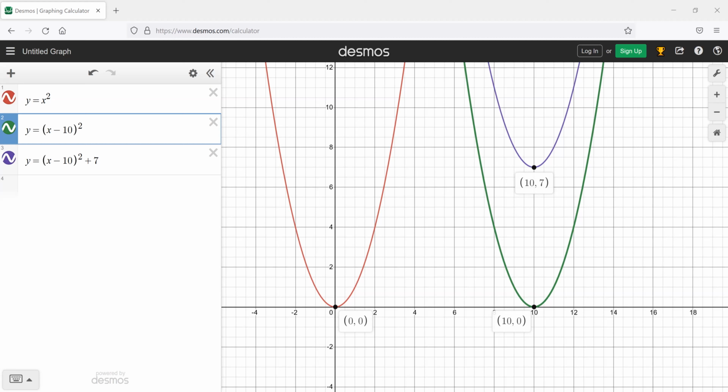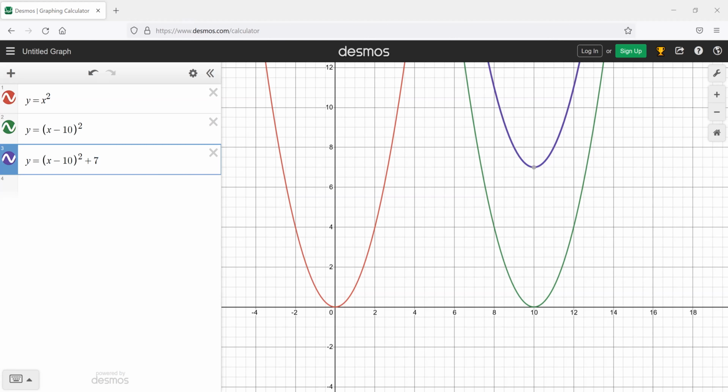Yes. Okay. All right, so let's go to the one that says right 10 units and then what? Up 7 units. Well, the plus 7 is what causes it to go up. Oh, okay. And the minus 7 on the outside would cause it to go down. Yes. All right.